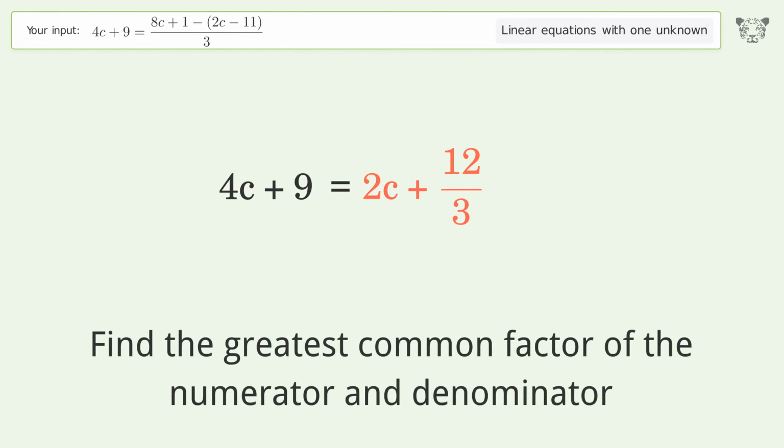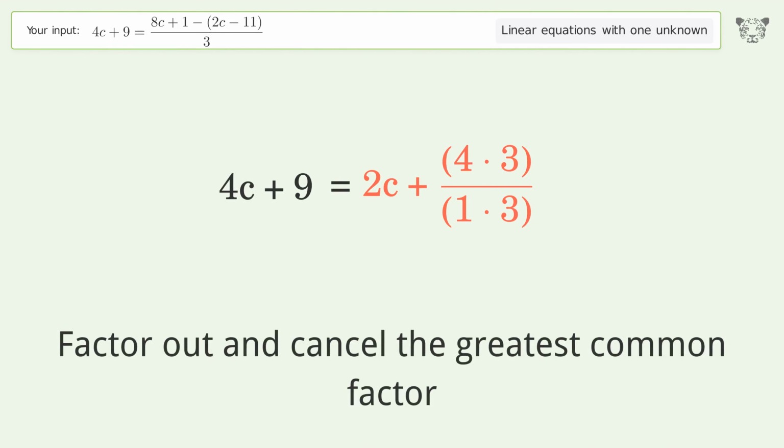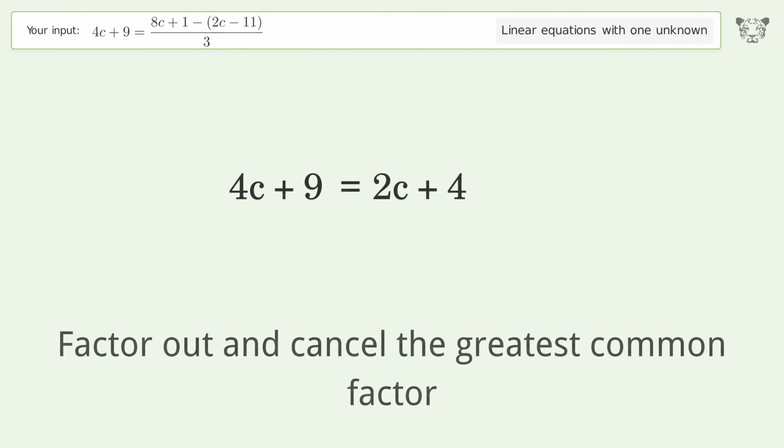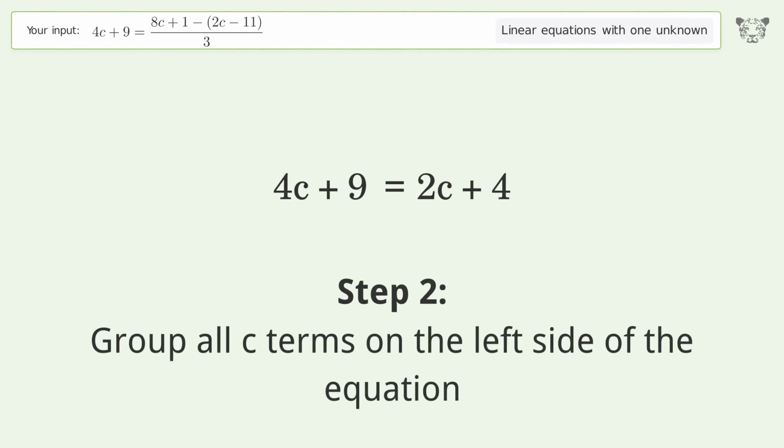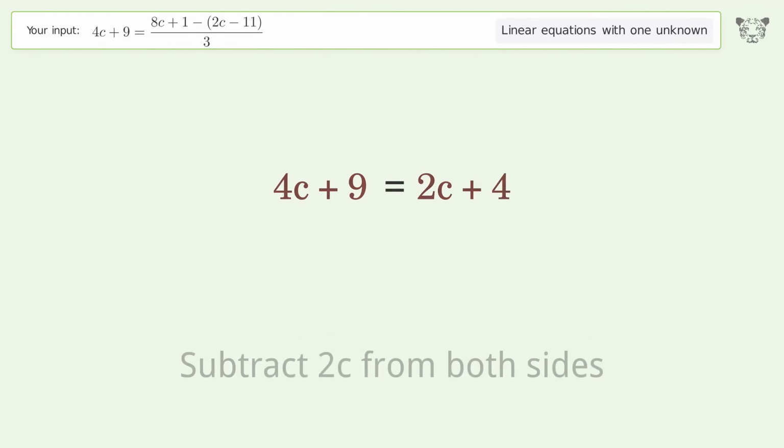Find the greatest common factor of the numerator and denominator. Factor out and cancel the greatest common factor. Group all c terms on the left side of the equation. Subtract 2c from both sides.